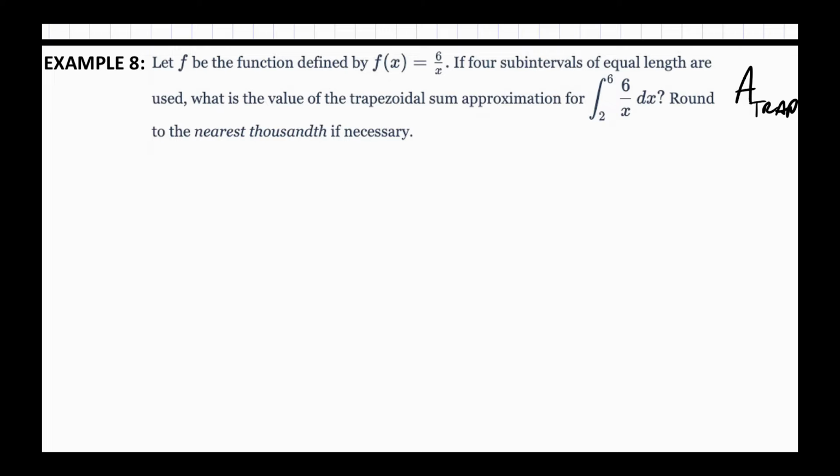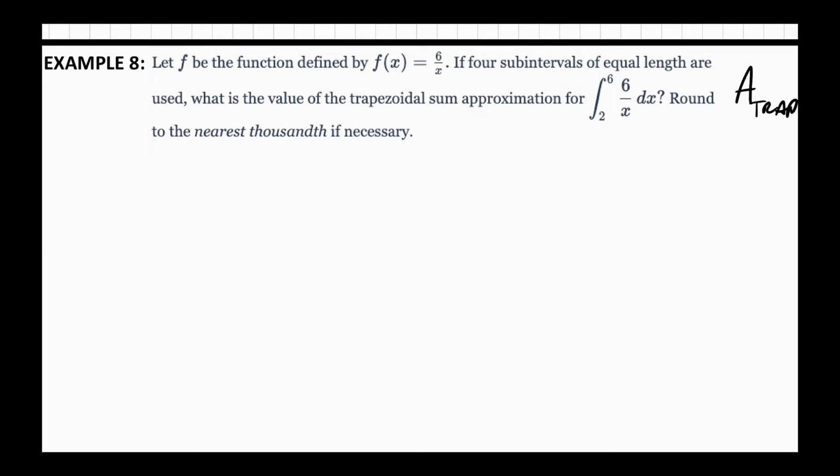Picture this didn't say trapezoid. Picture it said rectangle or LRAM or RRAM or MRAM, what would we do? That's what we did first, right? Find the length of each of the widths, right? Good, let's do that, okay?